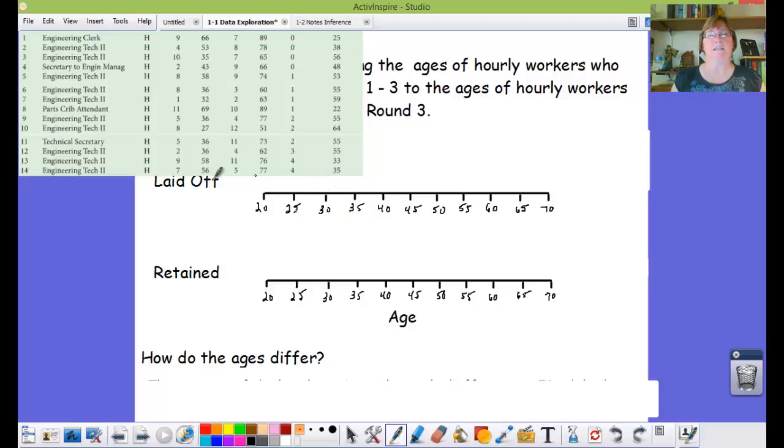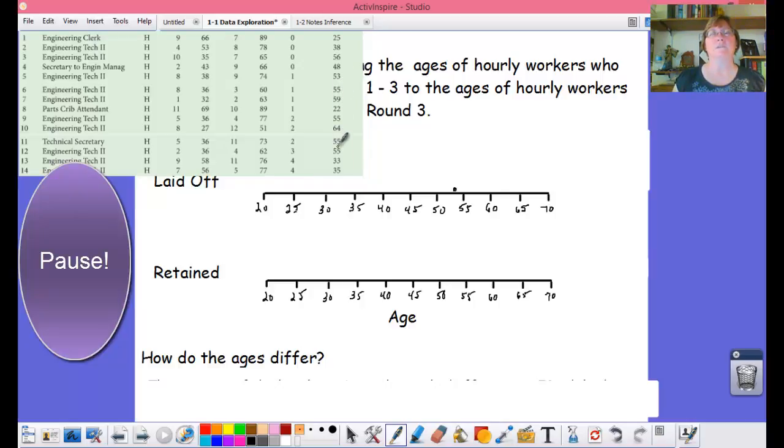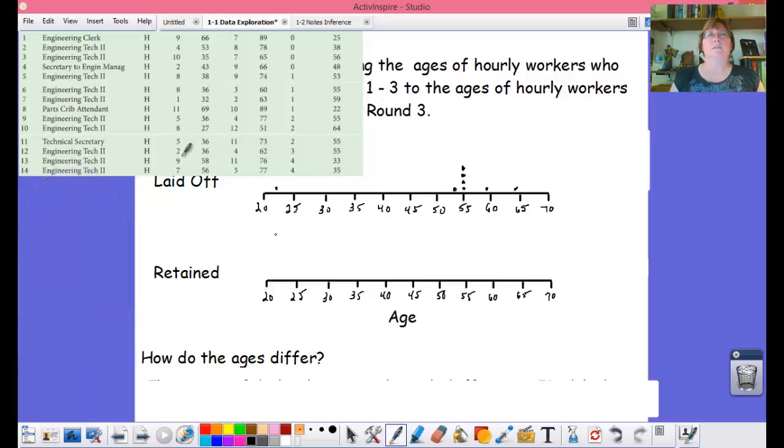Let's make the plot, and again on the top graph we're showing those laid off in rounds 1 through 3. So the first worker there in round 1 was 53 years old. This is a dot plot, it uses a dot for each case, so there's a dot that represents that 53-year-old. I'm going to continue with the employees who were laid off in rounds 1 through 3. So again, I'm going to ask you to stop your video and let's graph those few people. I think there are 7 of them, maybe 8 of them. All right, here's my plot of those 8 folks.